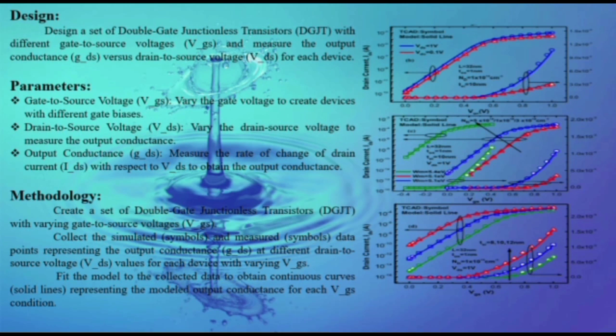The output conductance measures the rate of change of drain current with respect to drain voltage. The methodology involved is to create a set of double gate junctionless transistors with varying gate-to-source voltage, and collect the simulated and measured data points representing the output conductance at different drain-to-source voltage values for each device with varying VGS.